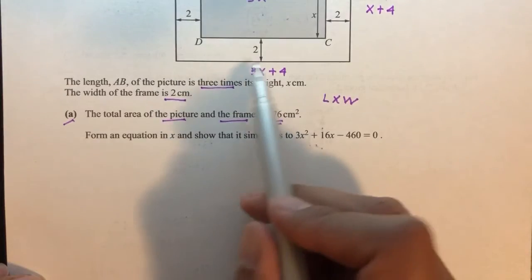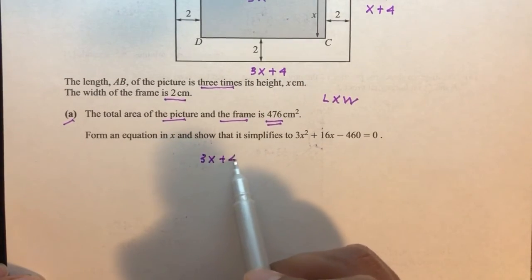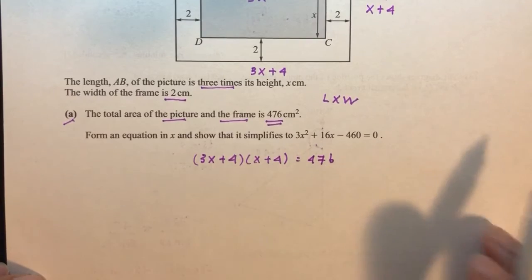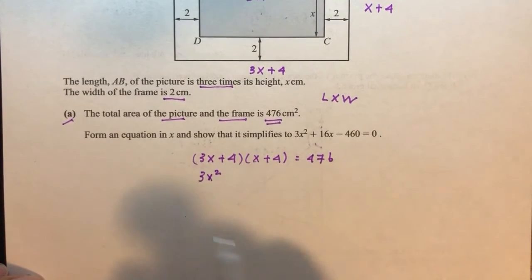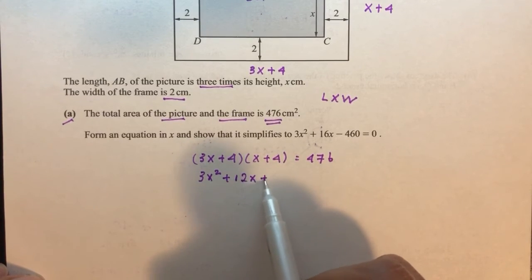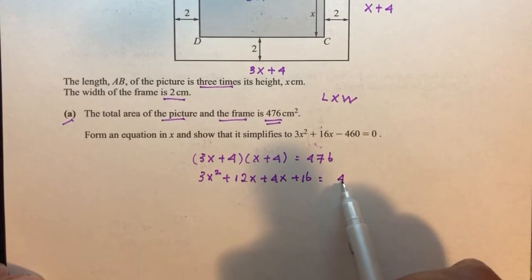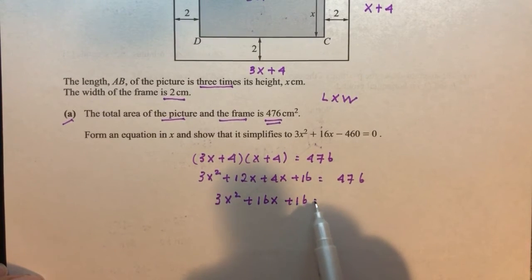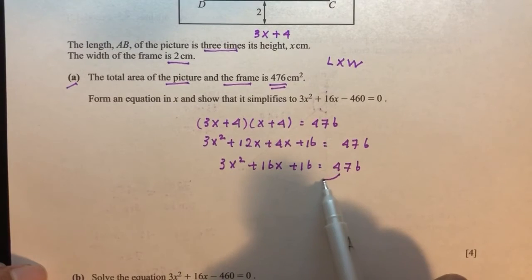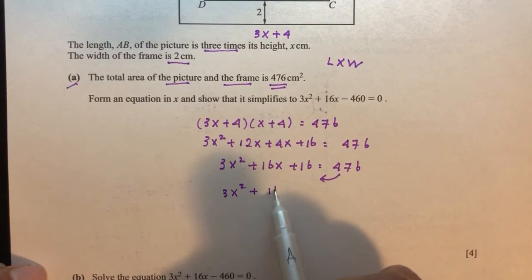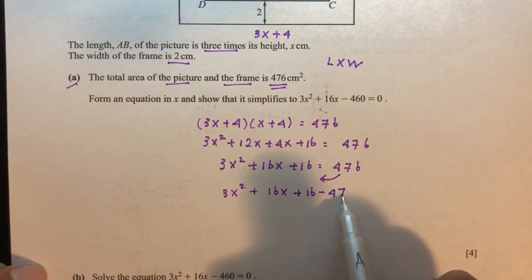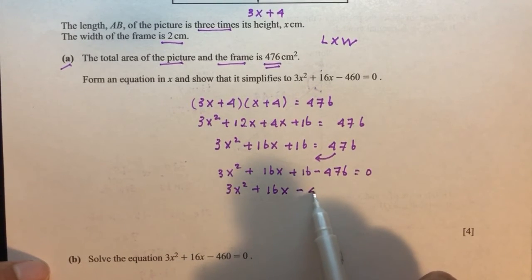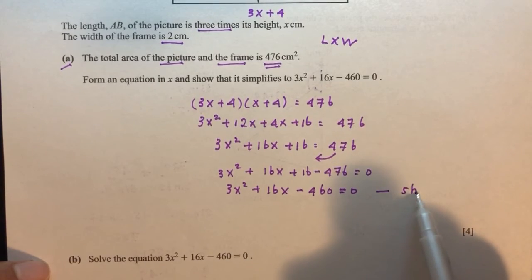So how do you find the area? Take this times this. So 3x plus 4 times x plus 4. It needs to equal 476. So expand, we have 3x squared plus 12x plus 4x plus 16 equal to 476. That will be 3x squared plus 16x plus 16 equal to 476. Now if you bring this over here, we will have 3x squared plus 16x plus 16 minus 476 equal to 0. So this will be 3x squared plus 16x minus 460. This is shown as required.